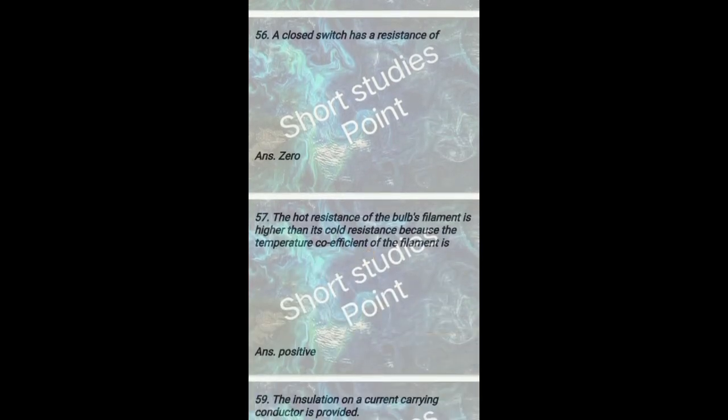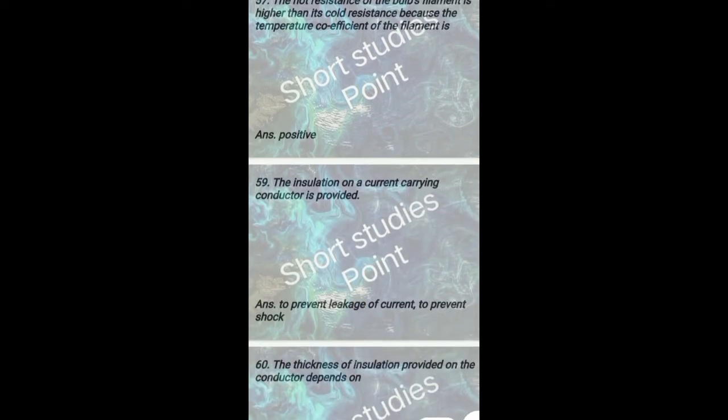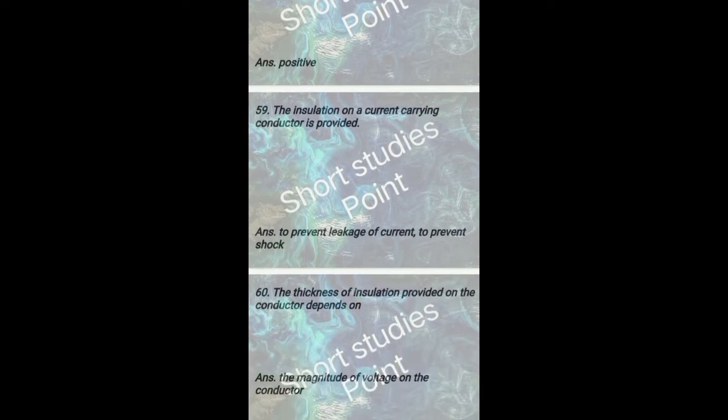Question: The hot resistance of the bulb filament is higher than its cold resistance because the temperature coefficient of the filament is? Answer: positive. Question: The insulation on a current carrying conductor is provided? Answer: to prevent leakage of current and to prevent shock. Question: The thickness of insulation provided on the conductor depends on? Answer: the magnitude of voltage on the conductor.